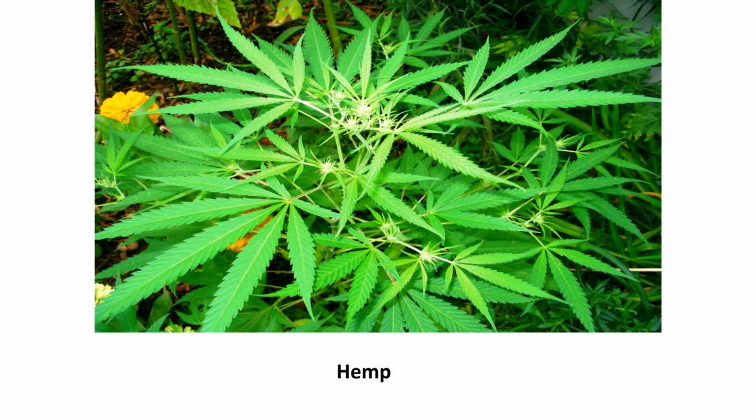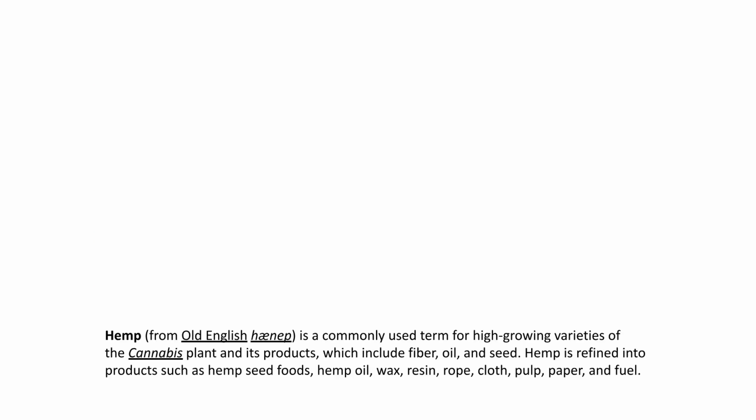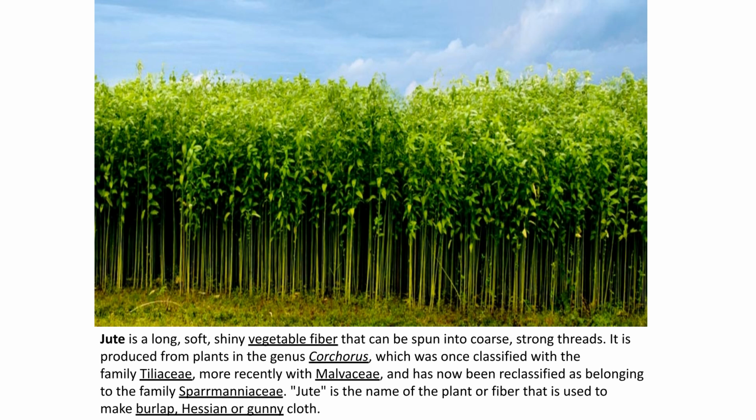Hemp is another plant fiber derived from the cannabis plant. Hemp is a term for high-growing varieties of cannabis, used for fiber, oil, and seed. It's refined into many products, including rope, cloth, and paper. Jute is a long, soft, shiny vegetable fiber, spun into coarse, strong threads. It is used to make burlap, hessian, or gunny cloth.